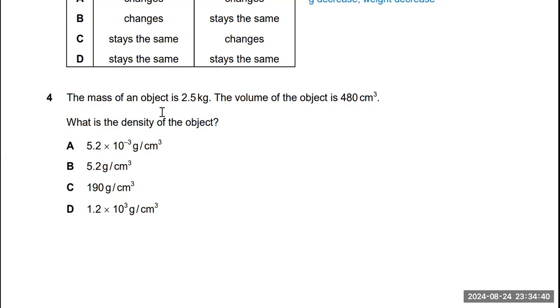in such types of MCQs, when the unit is different, then you have to check the options. In the options, you can see the unit is gram per centimeter cube. But in the question, the mass is given in kg. It means you have to convert that kg into gram. Then you have to solve the question. You have to find the density.